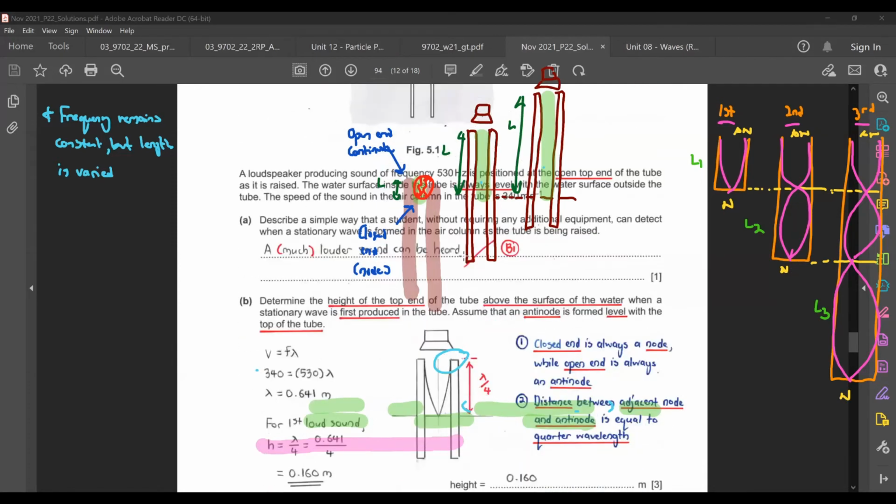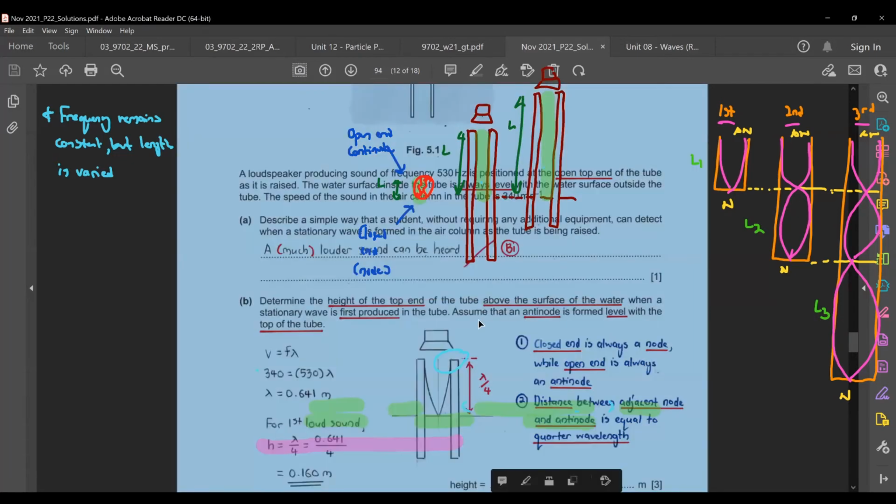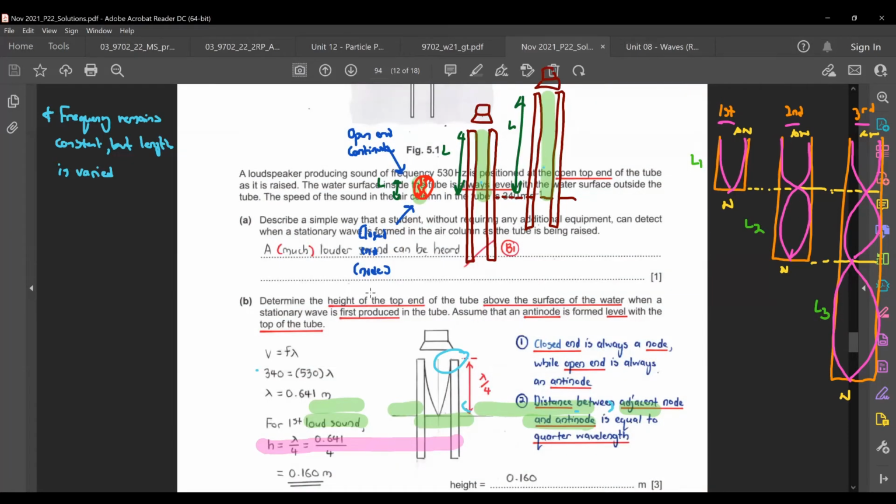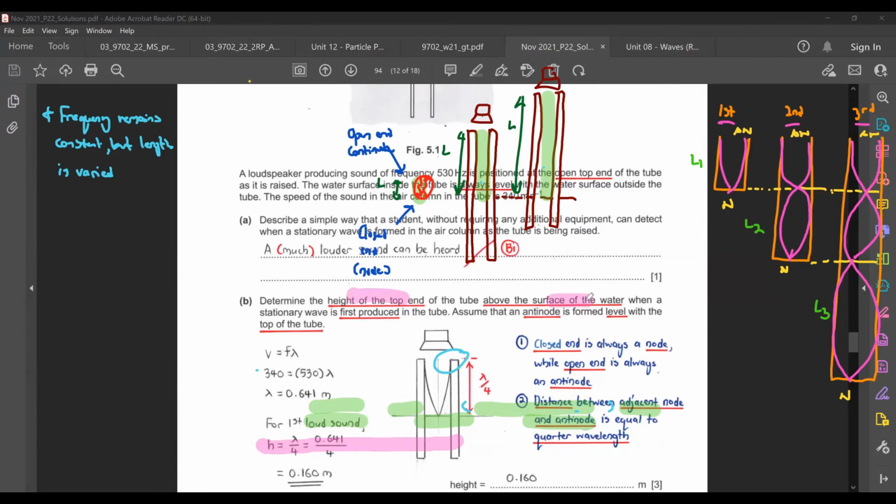Now, if you read question B, they tell you to determine the height of the top end of the tube above the surface of the water when a stationary wave is first produced in the tube. What is the height of the top end of the tube above the water surface when a stationary wave is first produced in the tube? Assuming that an antinode is formed level with the top of the tube.